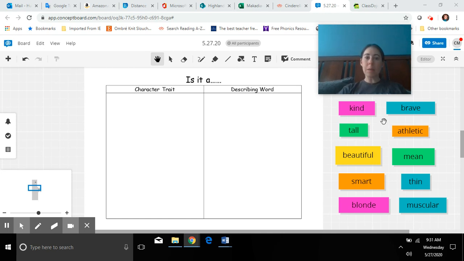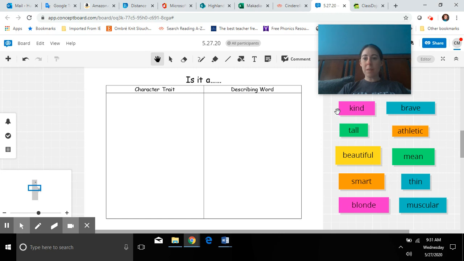Okay, some of these are character traits. They describe how the person is on the inside, what their personality is like, and then some of them are describing words. We could use them to show what we see. So let's try to sort.